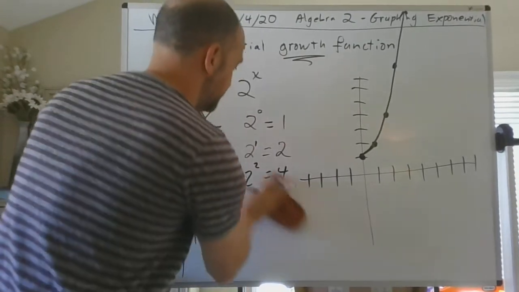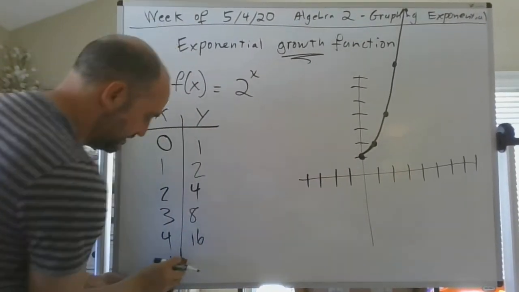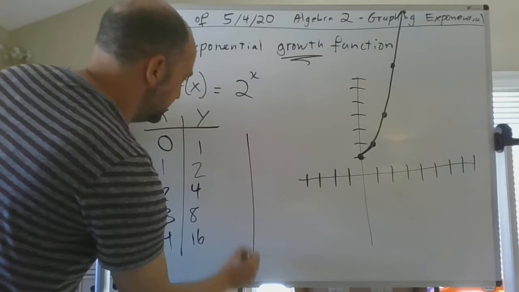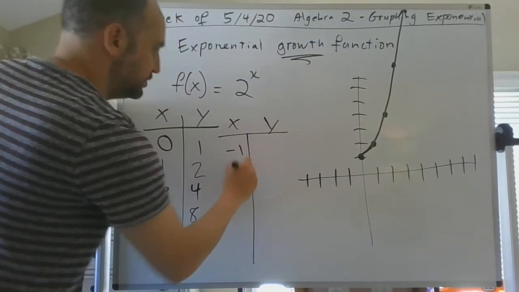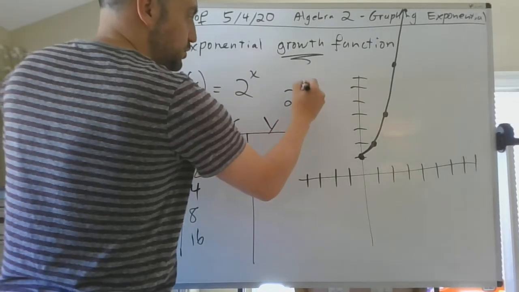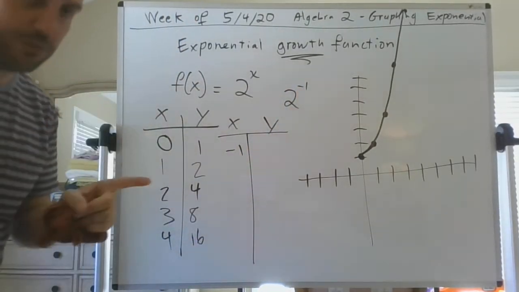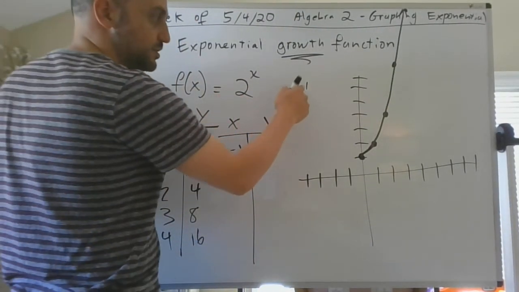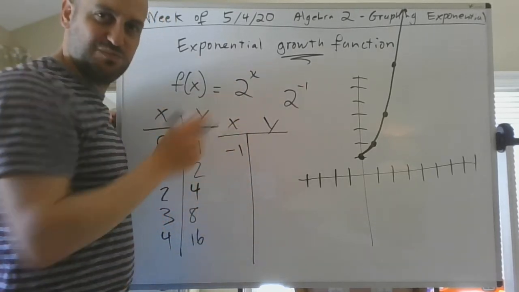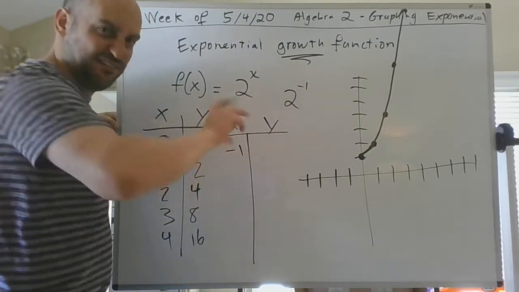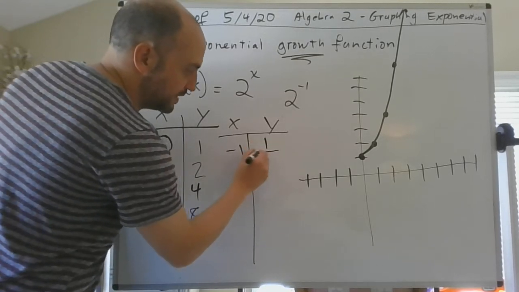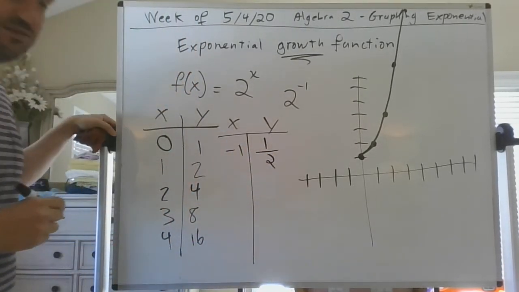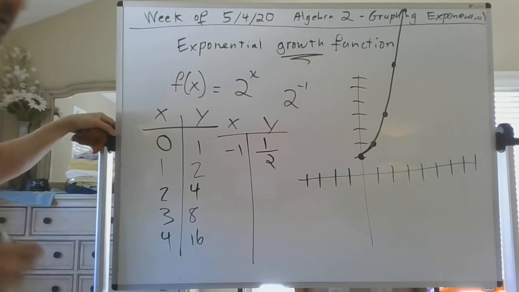I'm going to erase all this. Actually, you know what? Let me do -1 on a separate table just so you guys can see it better. X, Y. I'm going to do -1. So that means 2 to the power of -1. Now remember, when you have a number to the power of a negative, just make it a fraction. It's kind of like flipping it, kind of reciprocal. Okay? So that's going to be 1 over 2. So 2 to the power of -1 is going to be 1 over 2.